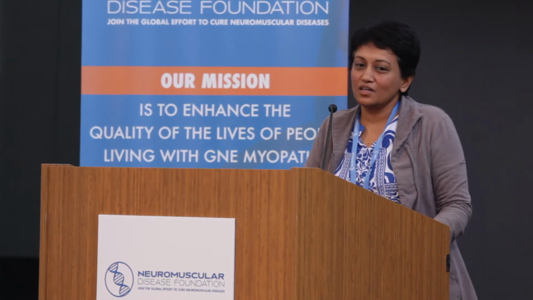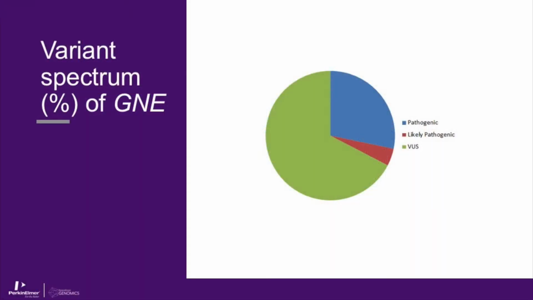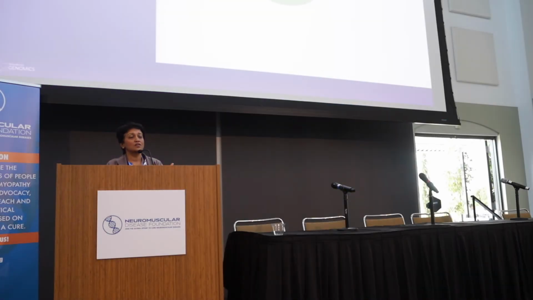Now, let's look at GNE, and it looks the same. So we had about 25% pathogenic changes, likely pathogenic, and a huge chunk of variants of uncertain significance, which we do not know what they mean, do they actually cause disease or not. Now remember, these are not healthy individuals we tested. We tested individuals who have some sort of a clinical presentation, and that's why they were tested expecting to find a mutation in some gene.